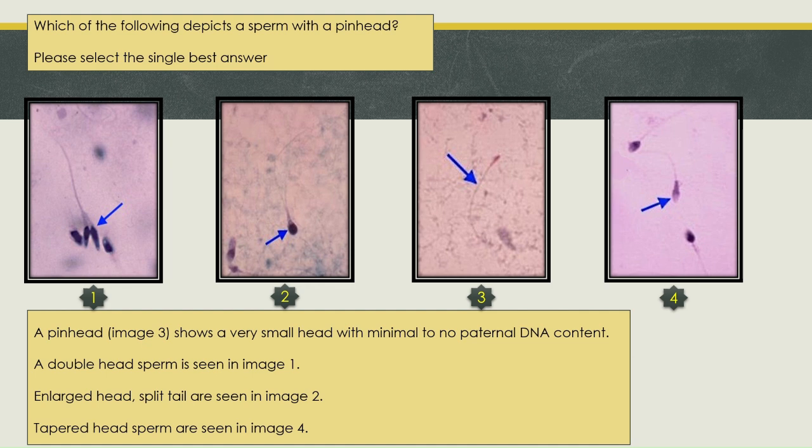The correct answer. A pinhead, image 3, shows a very small head with minimal to no paternal DNA content. A double-head sperm is seen in image 1. Enlarged head, split tail are seen in image 2. Tapered head sperm are seen in image 4.